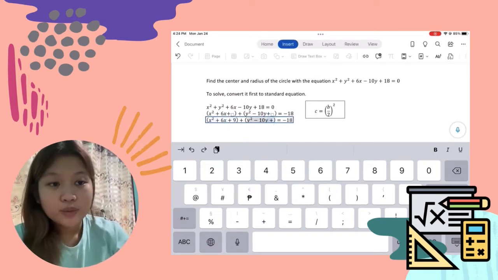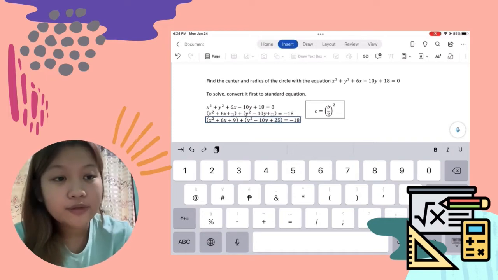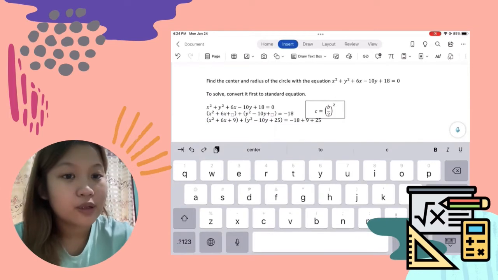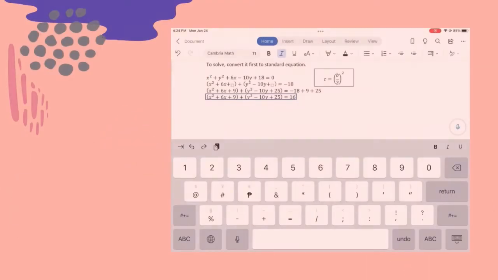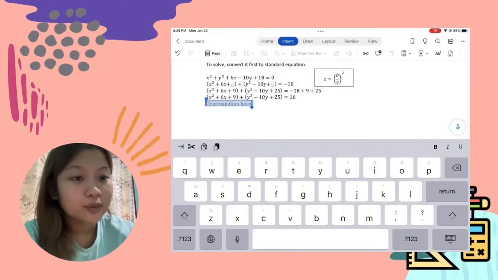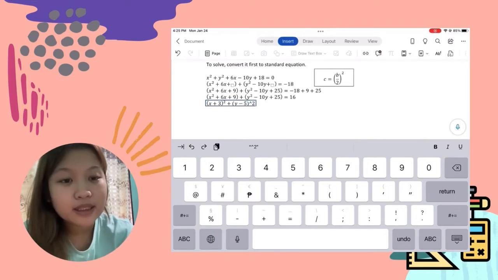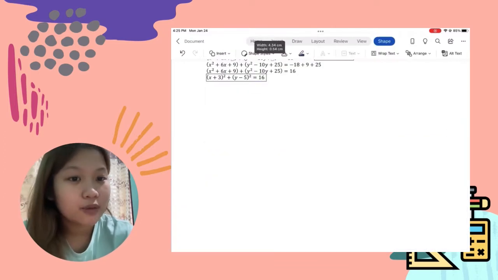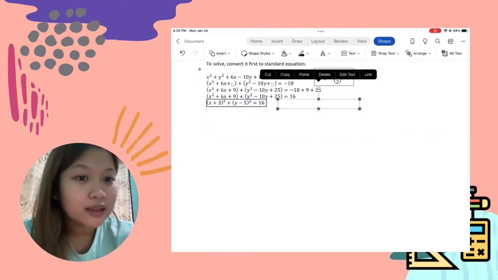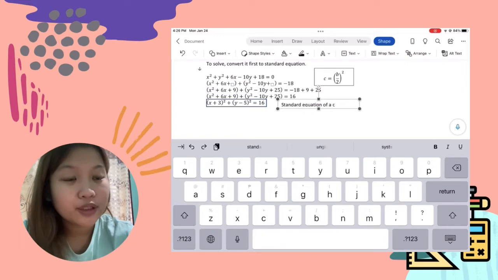We need to add the 9 and 25 to the right side of the equation to follow the laws of equality. After that, the right side will be equal to 16. As they are already perfect square binomials, we could factor them into the quantity of x plus 3 squared plus the quantity of y minus 5 squared equals 16. And this is the standard equation of the circle.